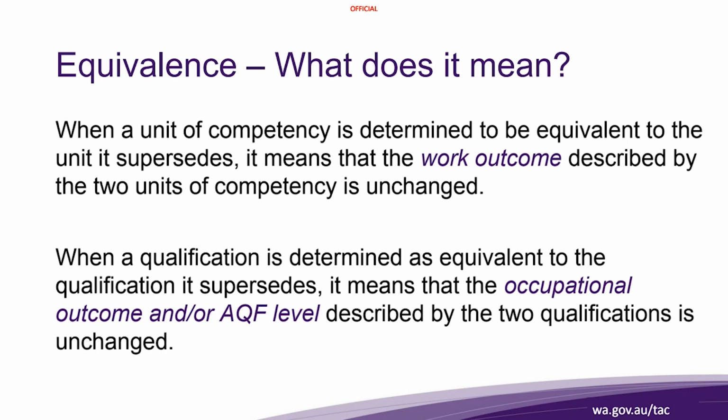And what the training package developers do is that they go through a mapping process, and this has been in place since 2019, where they map the two units together. So they look at the knowledge and skills and the elements and performance criteria. And when those things align, then we say the unit is equivalent. If those things don't align, then the unit is determined to be not equivalent. And when you look at your training package on training.gov and you look at the units, you'll see when it's been superseded, whether it's been determined equivalent or not equivalent.